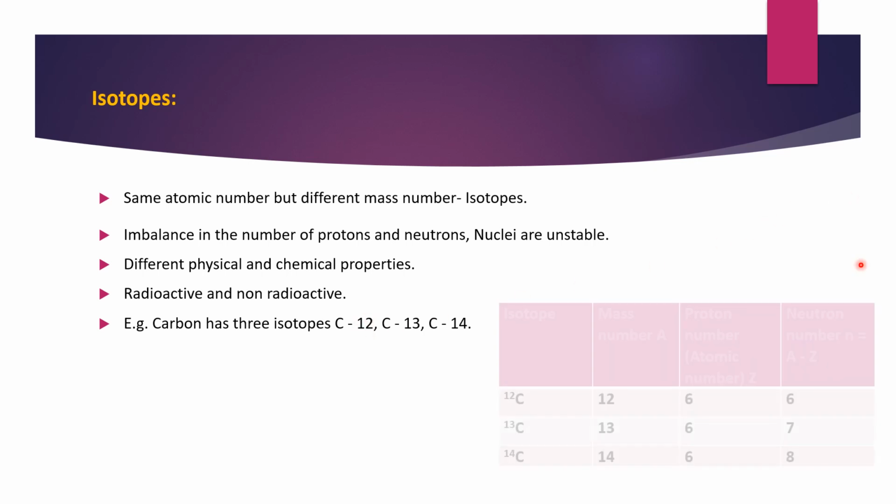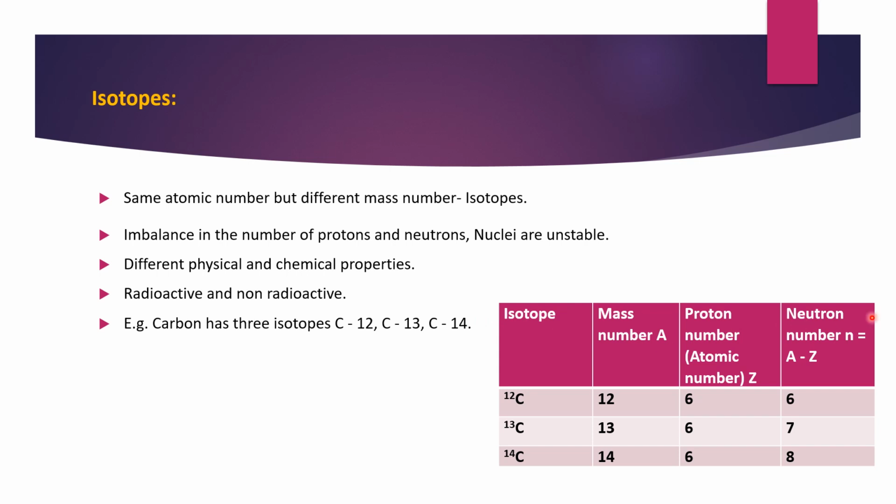For your better understanding, I have taken all the information in tabular form. Here the first column represents the isotopes. I have written here C, that is the symbol of carbon, and the superscript is 12, here 13 and here 14.